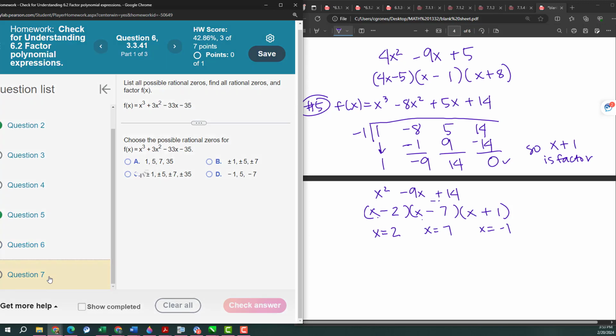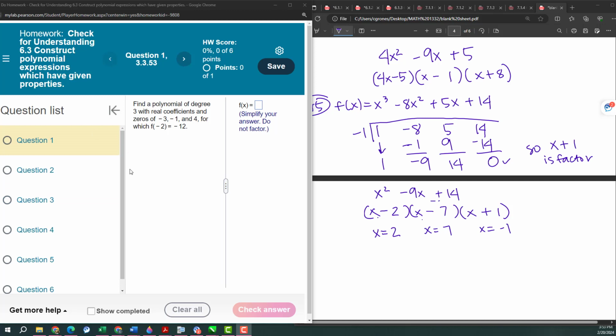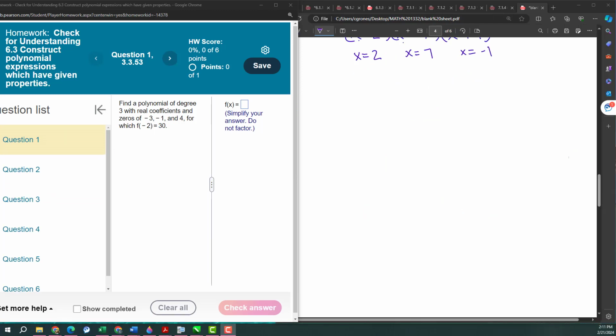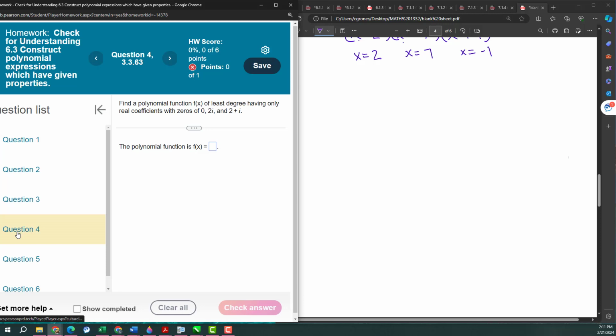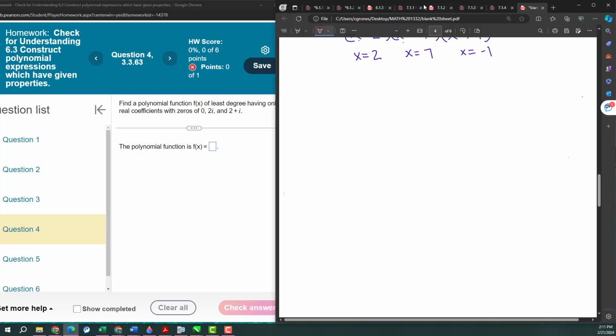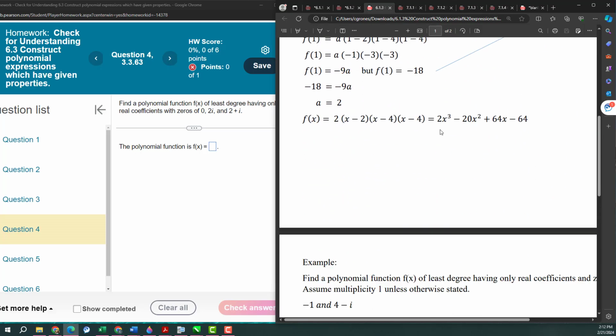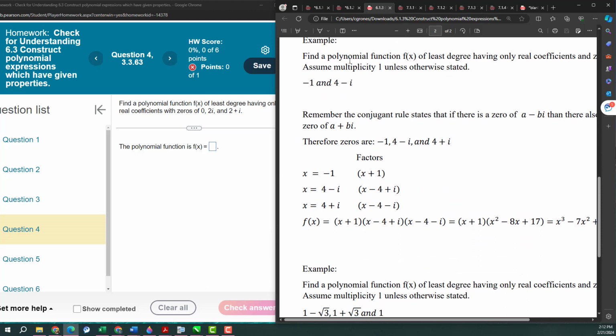And then also, I'm not going to do 6, I'm not going to do 7. Let me look at 6.3. All right, for 6.3 homework, we are going to be looking at question 4. So this is the one that you will need to look at for your test. If you look at the 6.3 notes, there is an example that you can look at down here that is similar to this test question.